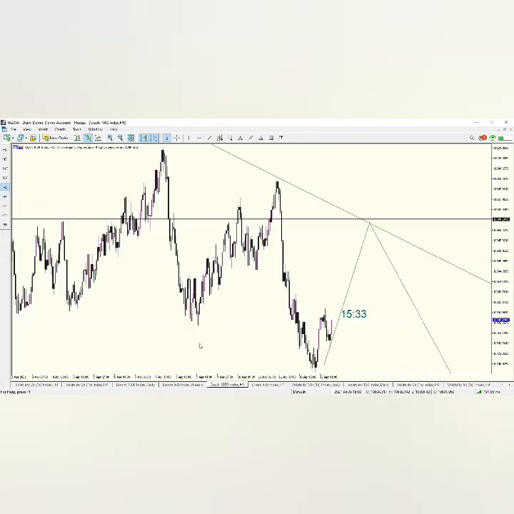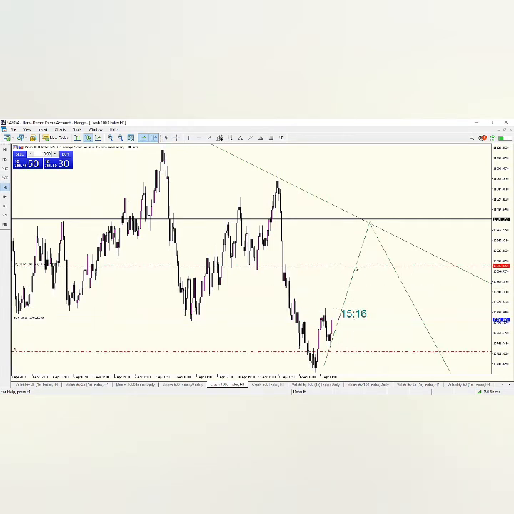Currently I'll be buying it, right? I'll be buying it because it's showing me a good sign to buy. This is Crash 1000, and then my stop loss will be just below that higher low, and then my take profit will just be here. So we expect it to move just like that.